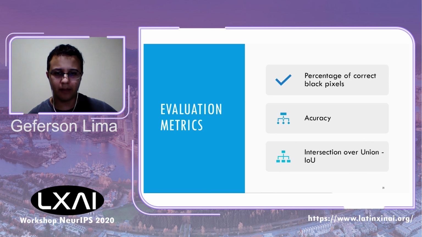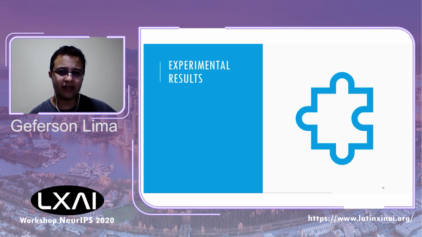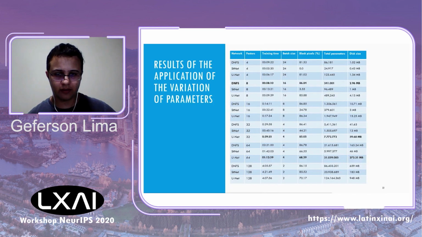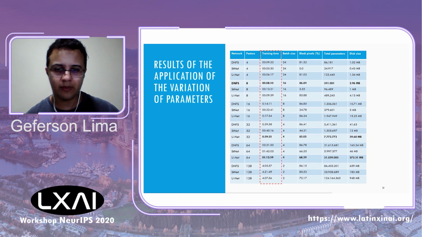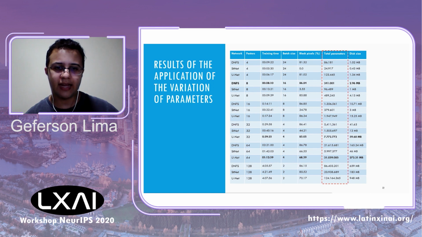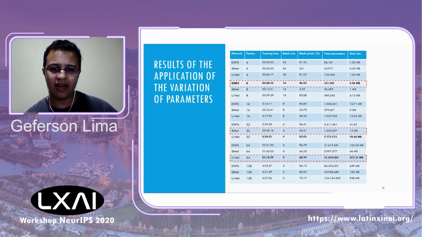As for the evaluation metrics, we used accuracy, intersection over union, and the percentage of black pixels correctly classified. The next slides show experimental results and the comparison of predicted images by DNFS, STNet, and UNet networks. This table shows factors, training time, black pixels percentage, the total number of parameters, and disk size in our experiments. STNet with a factor of 32 and UNet with a factor of 64 are the baselines for our comparison.